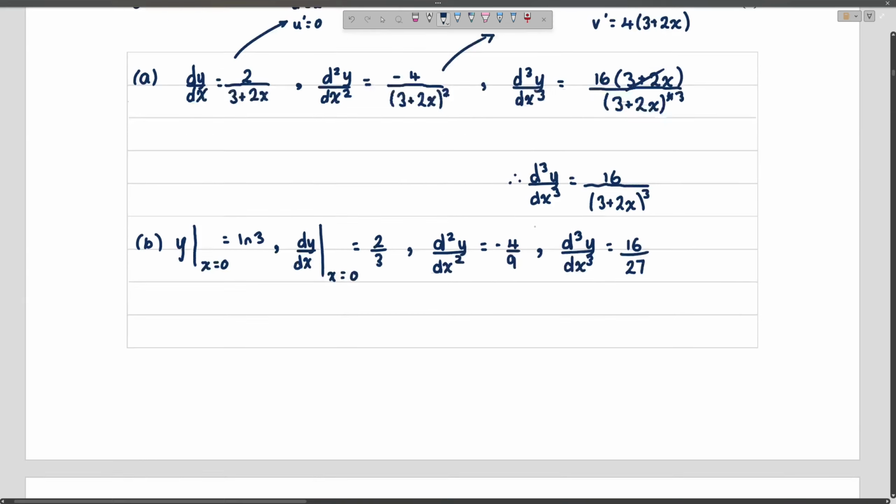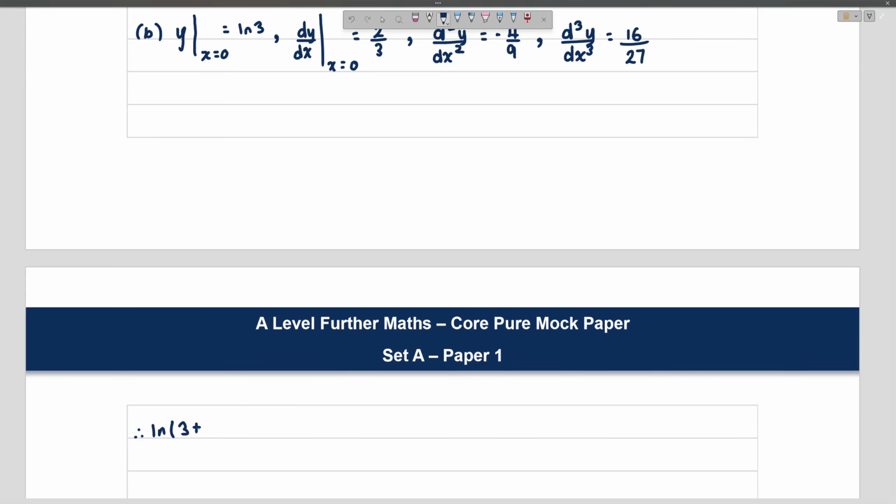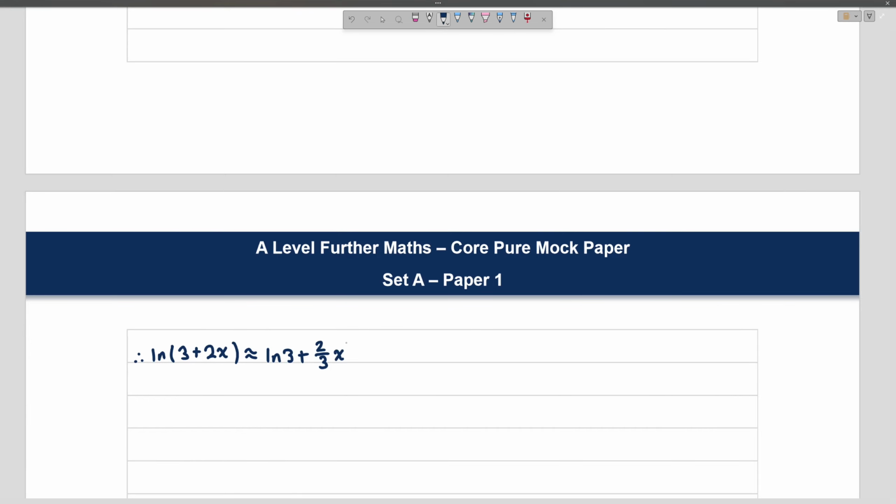Okay. Well, in that case then, what I get here is that ln(3 + 2x) is approximately, so what I'm doing here then is using the Maclaurin series expansion given in your formula book. So this is y when x equals 0, so that's ln 3 on my first term. Now for the second term here, that's going to be dy/dx when x equals 0 times x. So what I get here then, if I just scroll up, is plus 2 over 3 times x there.